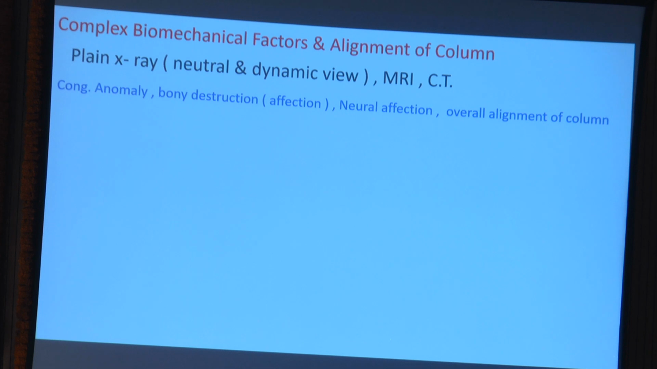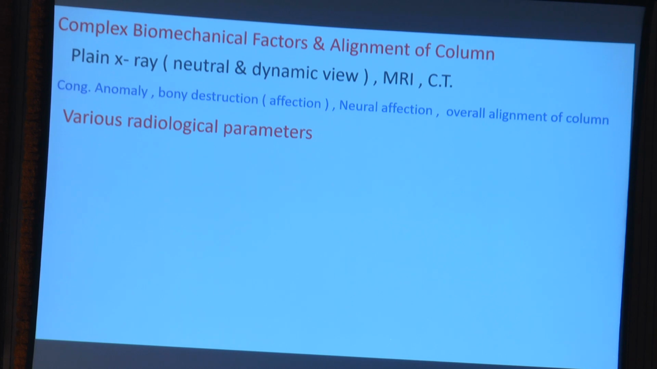As we discussed, it has complex biomechanical factors and alignment in this area. It is quite unique. So different etiologies can affect this area. With the plain X-ray also, you can identify many of them. Congenital anomaly, there may be bony destruction in infective pathology. Neural affection is usually a case which you are going to get, and you must study what is the overall alignment of the column. So the overall alignment of the column is going to give a picture of the biomechanical axis of the whole spinal column in this patient.